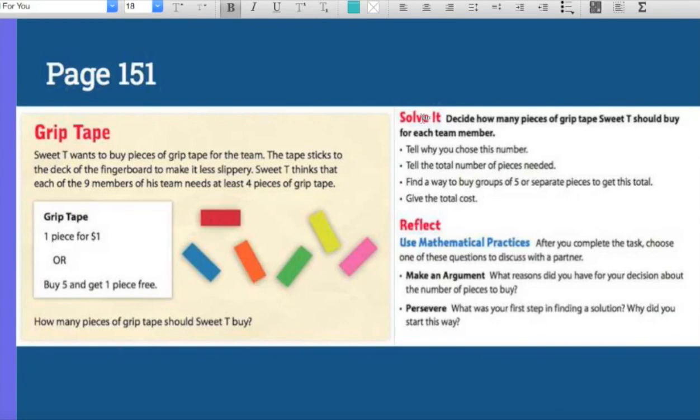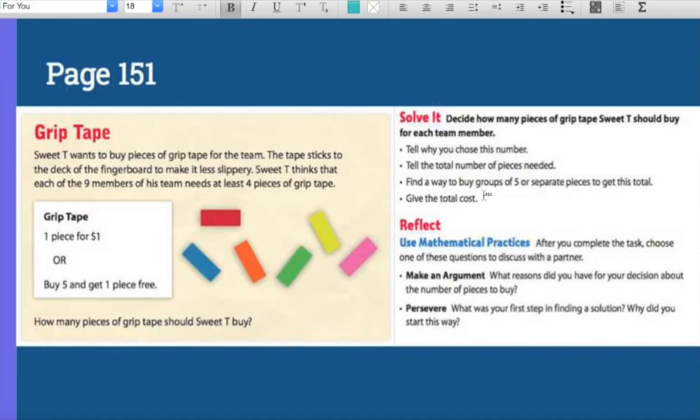So looking at our solve it, decide how many pieces of grip tape Sweet Tea should buy for each team member. Tell why you chose this number. Tell the total of pieces needed. Find a way to buy groups of 5 or separate pieces to get this total, and give the final cost.